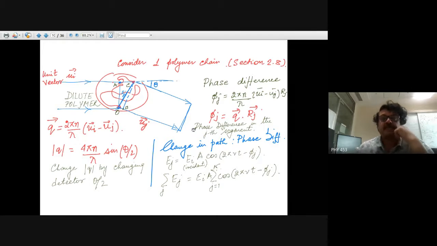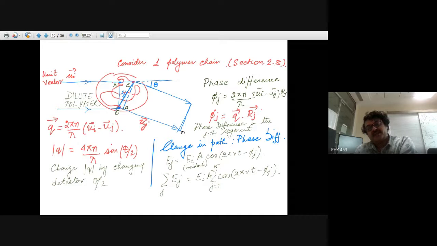Okay, so now that's the general principle. Now going over to suppose you're looking inside a single polymer chain. Now consider one polymer chain, and this is section 2.8 of Rubinstein. And as previously, suppose light was incident in the ui direction, and it got scattered from here, and it got scattered from here, two different points, then they move in the same direction, right? And your detector is placed somewhere here.